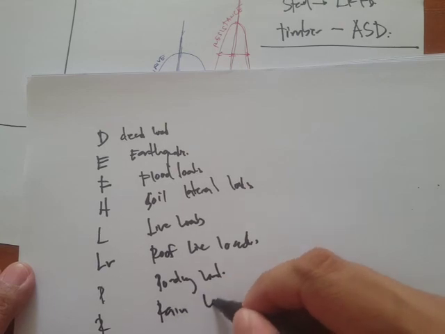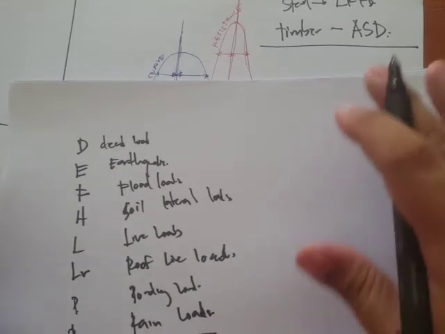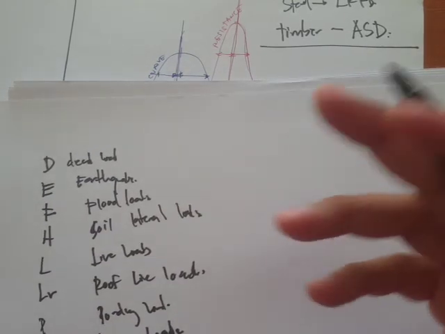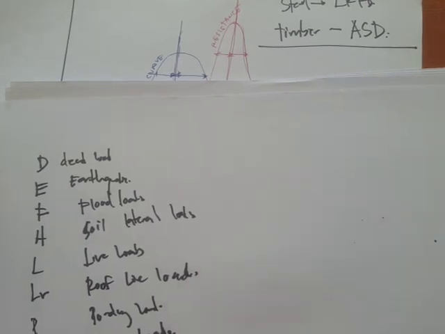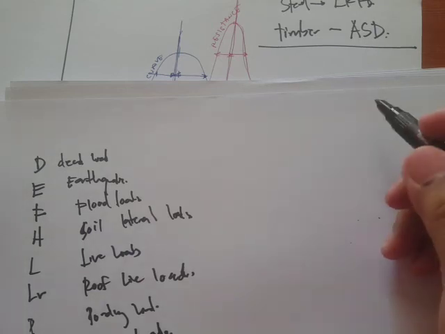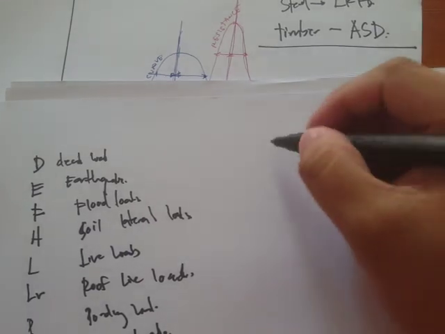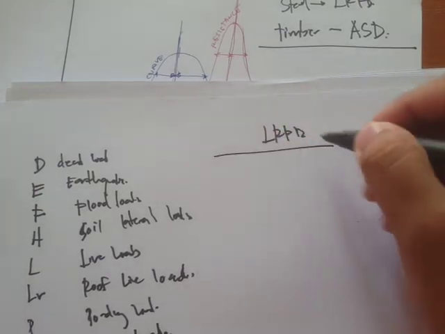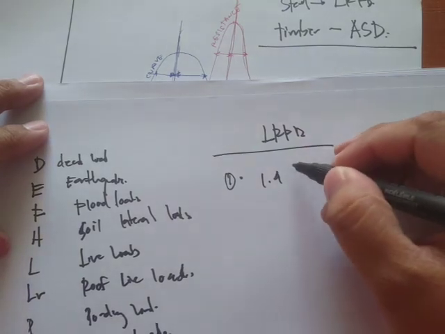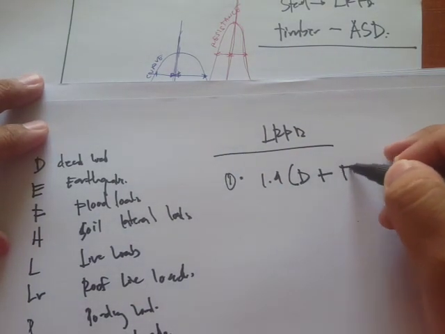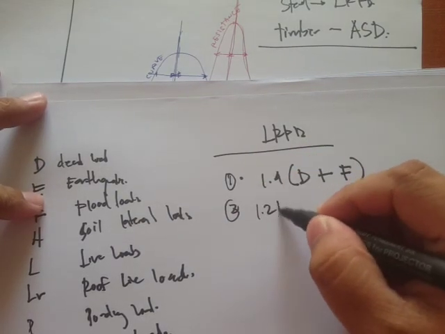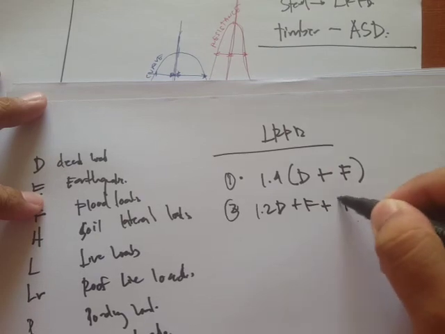Okay, so if there's a combination of these loadings acting on the structure, then how do we manage it? That's what we call the load combinations. For LRFD, we have 7 combinations. Number 1 says we have 1.4 dead plus flood loads. Then number 2 we have 1.2 dead plus flood plus T.